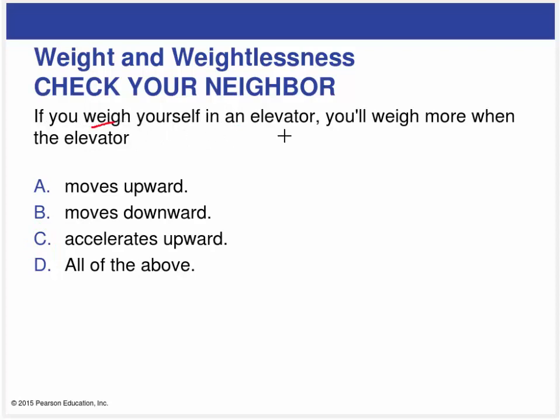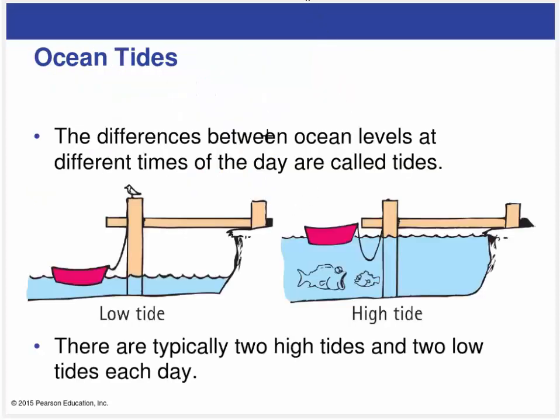And last but not least, if you weigh yourself in an elevator, you're going to weigh more when the elevator, now you might be tempted to pick that one, but that is not the right answer, moves upwards, and it doesn't really say it, but it is not accelerating. This one right here is accelerating, so this is the correct answer. Remember, the elevator can be moving upwards, but it's not until it starts jerking the girl upwards. It's not until it's accelerating. So this is not the right choice, not the right choice, and definitely not the right choice.